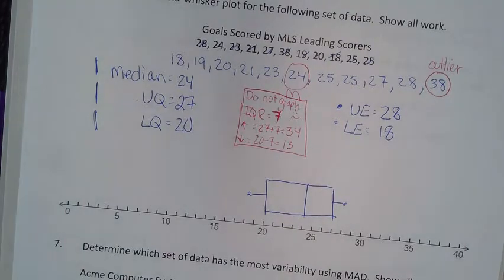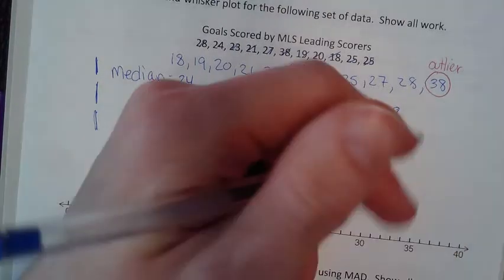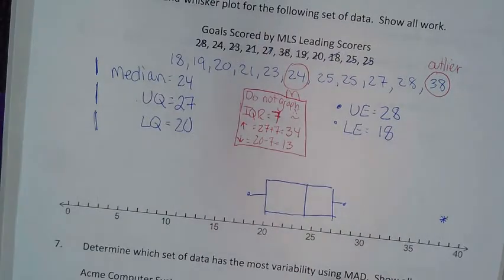Outliers and an asterisk. Good. I'm going to put an asterisk at my outlier. So at 38, I do an asterisk. And how do I connect it? I don't just draw a straight line. What do I use to connect it? Dotted line. Yeah, a dotted or a dashed line. Good job.